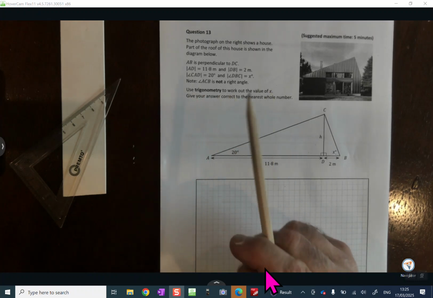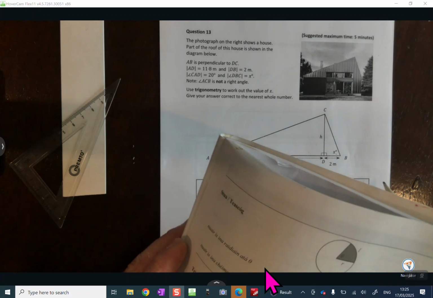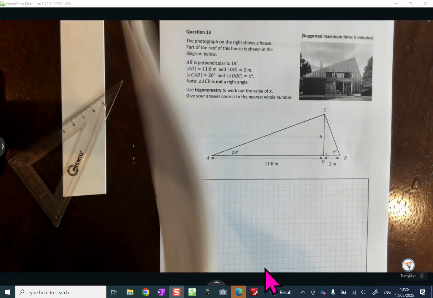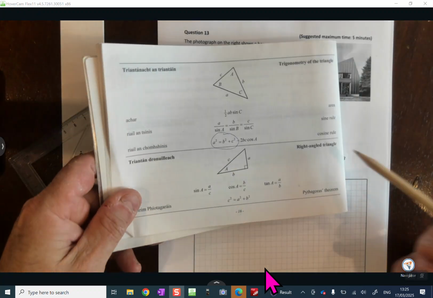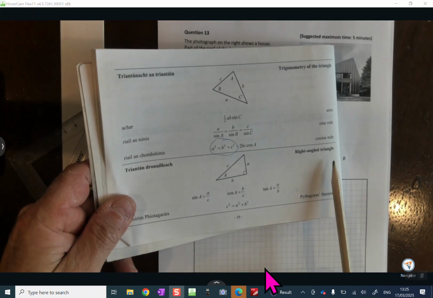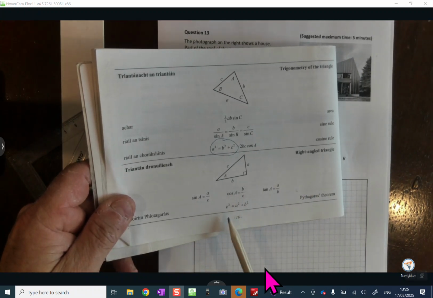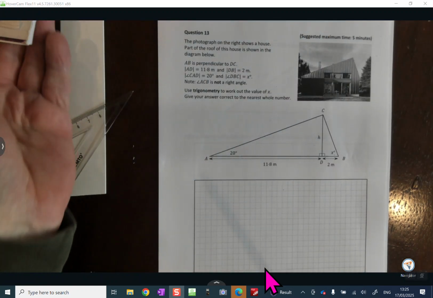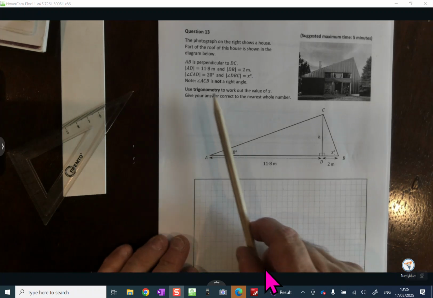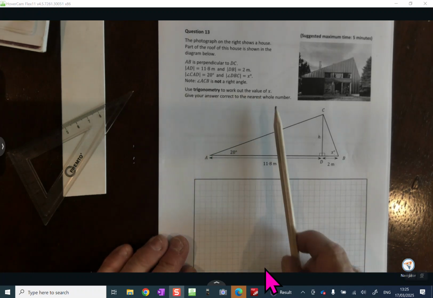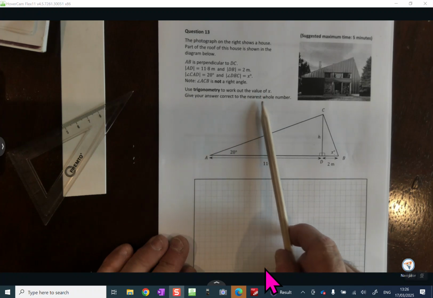Okay, so that tells me I want to be going to page 16 of my log tables, where all my trigonometry is. And for right angle triangles, in Junior Cert, we really just need to be looking at the bottom because we're dealing with right angle triangles. So we've got our sine, cos and tan functions, and we have our Pythagoras theorem. So we're going to use any of those three to work out the value of x and give your answer correct to the nearest whole number.